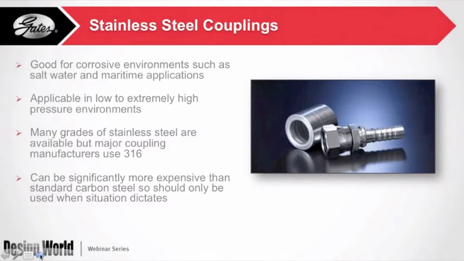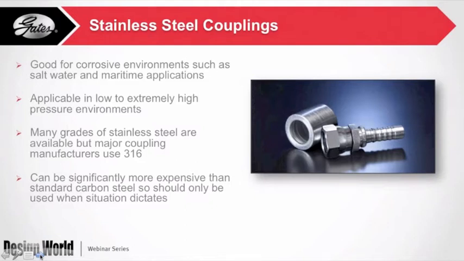Stainless steel couplings are excellent for corrosive environments such as saltwater, maritime applications, chemical exposure. They are applicable for everything from extremely high pressure hydraulic lines or say a mud system on a drill rig to the low pressure as well. So they're kind of a generic do-it-all, just like a carbon steel, only a much more expensive coupling. So you always want to use stainless sparingly. Make sure that the need warrants the additional cost.